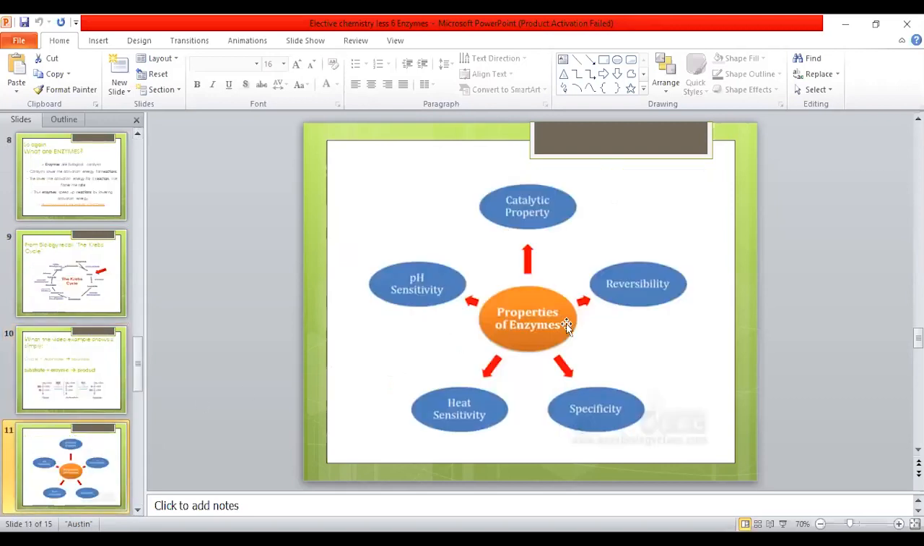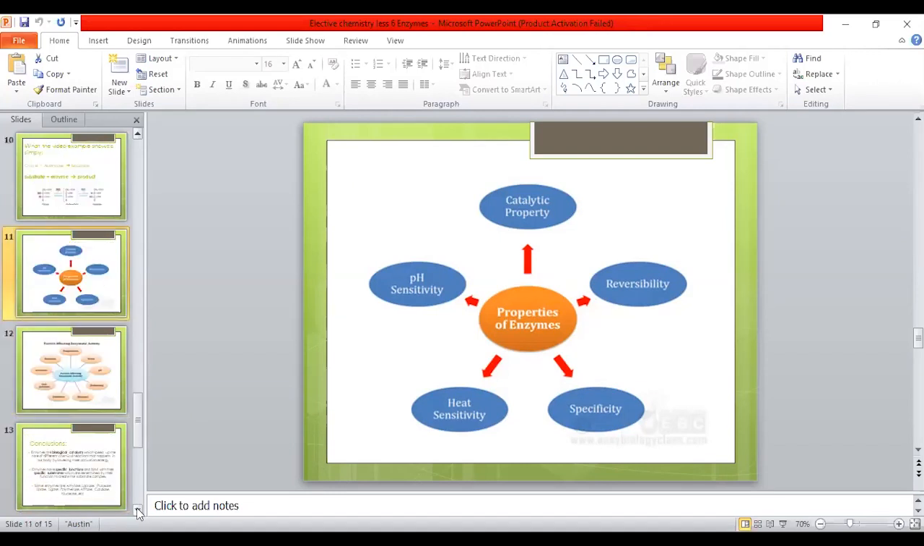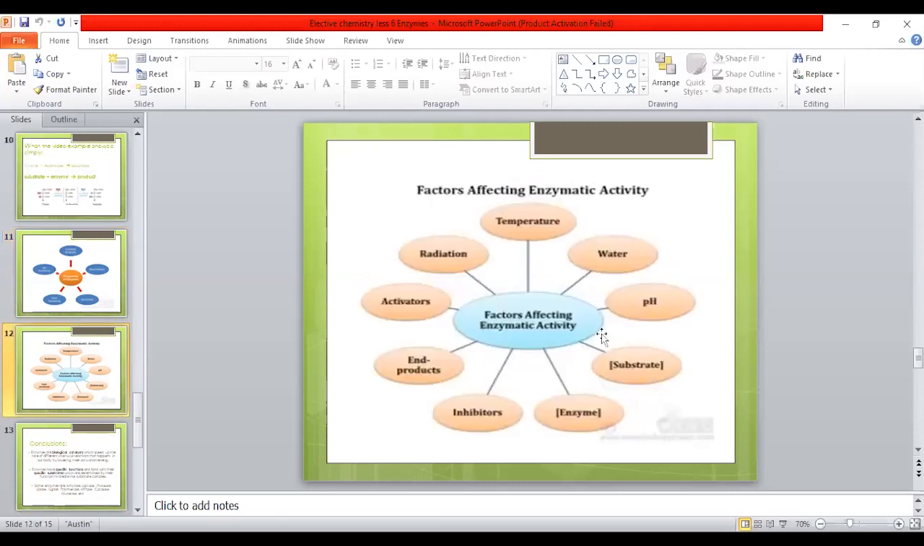Properties of enzymes are pH sensitivity, catalytic property, reversibility, specificity, heat sensitivity. So you should remember these properties of enzymes. They do not work when they do not have the proper conditions. The factors affecting enzymatic activity are temperature, water, pH, substrate, enzymes, inhibitors, end products, activators, and radiation. These are the factors that affect the enzymatic activity.